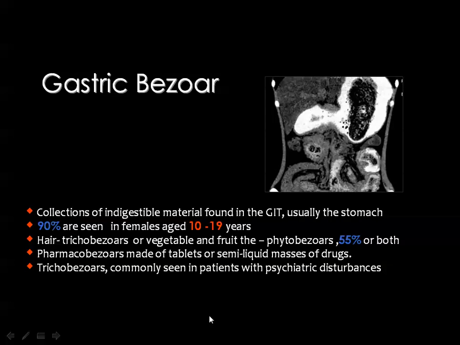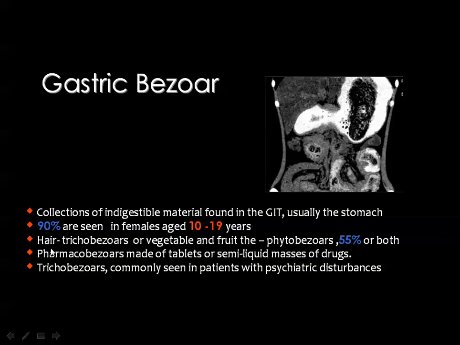Then we come to the issue of gastric foreign bodies, which are known as gastric bezoars. These bezoars are a collection of indigestible material in the stomach usually, but sometimes can be seen in the small bowel. 90% of these bezoars are seen in females, and it has an intimate relation to some psychiatric disturbances in most of the cases. Then, according to the type of the bezoar, the name is given.